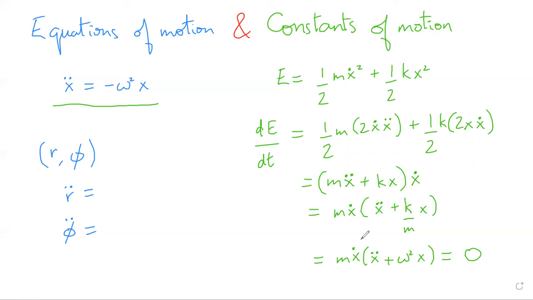In spite of all of them varying with time, they combine in such a way that the time derivative is 0, and so this quantity is a constant which doesn't change during the motion of the system, and so this is a constant of motion.